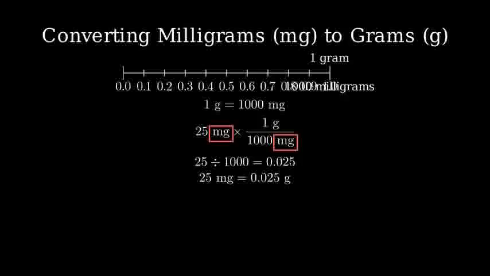Here's another way to think about it. When converting from milligrams to grams, we're moving from a smaller unit to a larger unit. Since 1 gram is 1,000 milligrams, we need to move the decimal point 3 places to the left.